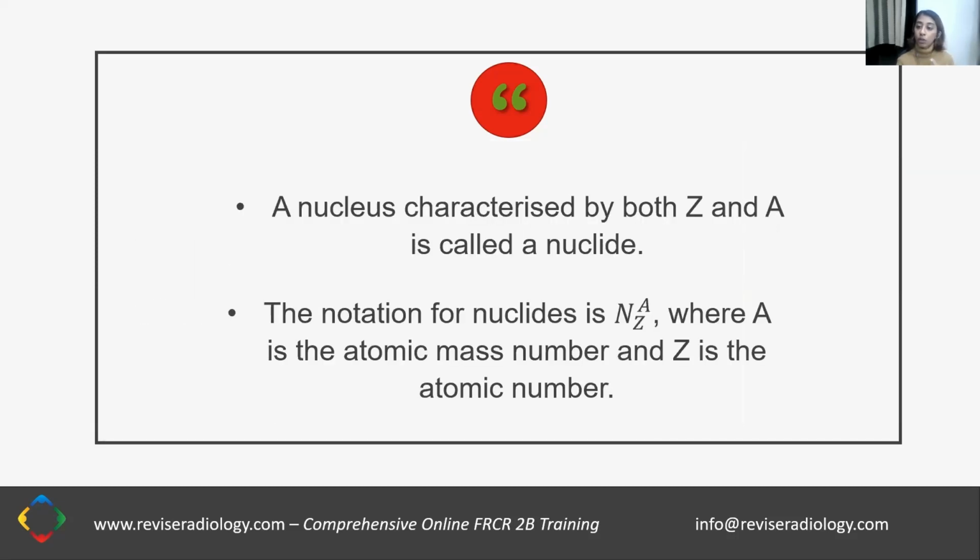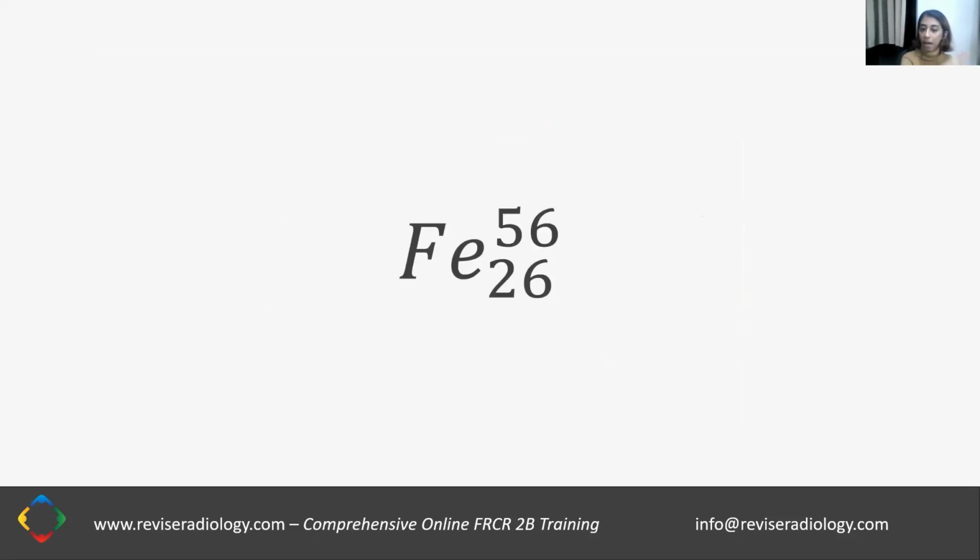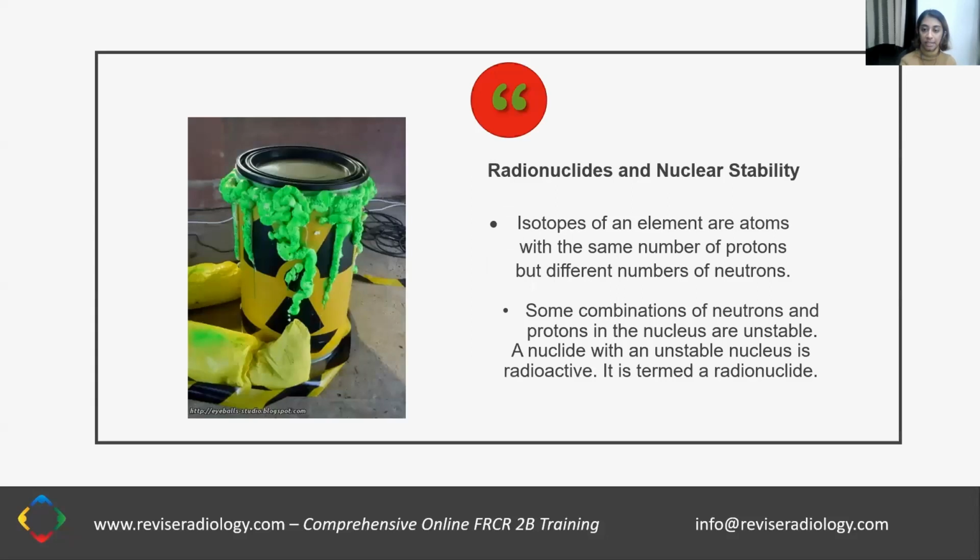So now we go to the concept of a nuclide. A nucleus which is characterized by both Z and A is called a nuclide. The notation for nuclides is: X stands for the element symbol, A the atomic mass number, Z the atomic number. So that same isotope that I told you about before, in this notation would be written like this.